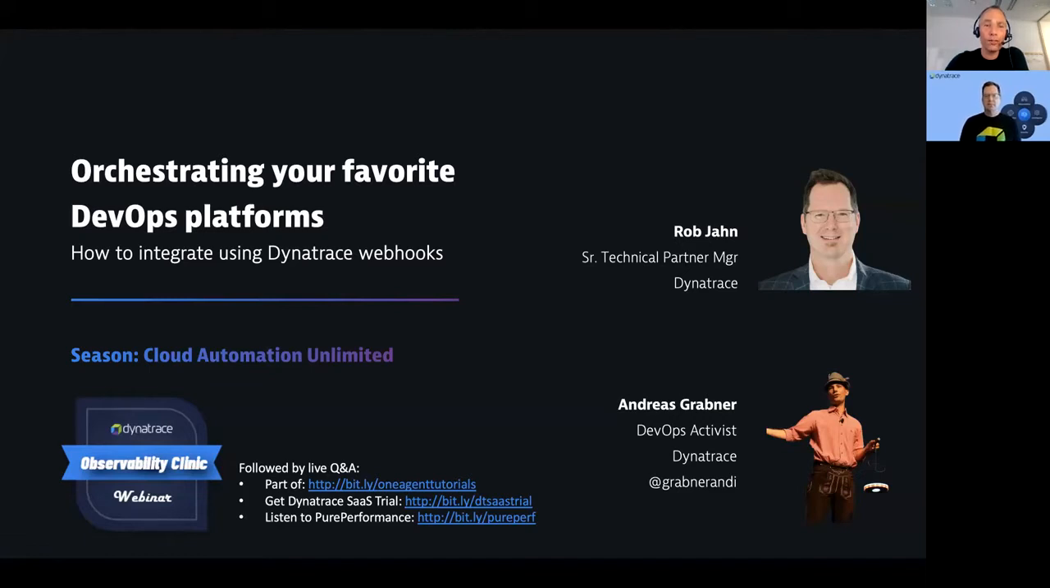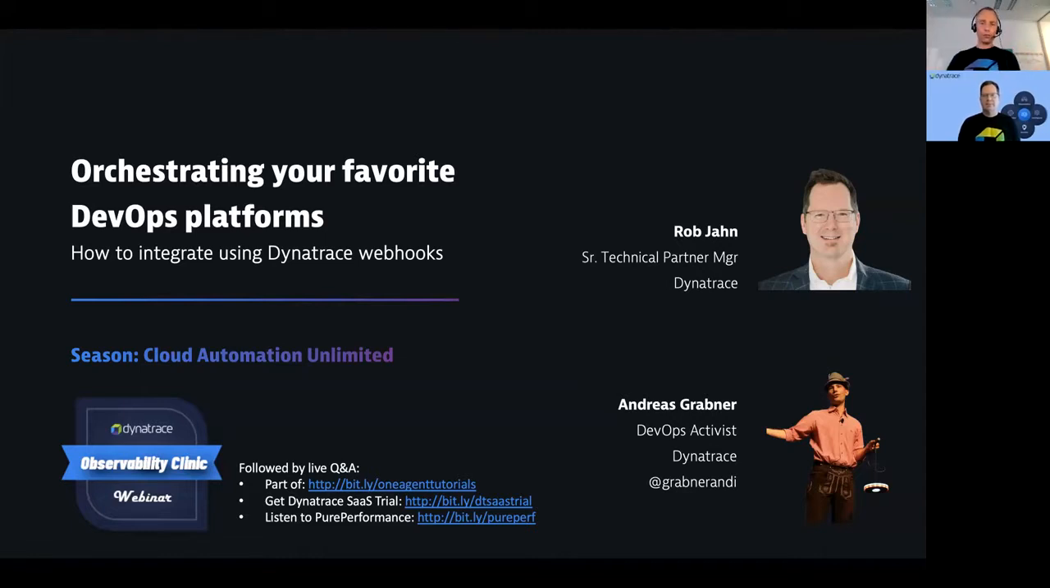The focus today is on how to integrate your DevOps tools using Dynatrace Webhooks in Dynatrace Cloud Automation, where Rob has already shown us in the other two videos we did how Dynatrace can orchestrate end-to-end delivery workflows, integrating all of your favorite DevOps tools. We've seen Jira, we've seen GitLab, we've seen GitHub, we've seen JFrog, we've seen Slack, we've seen so many things.